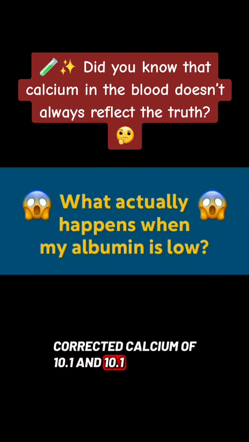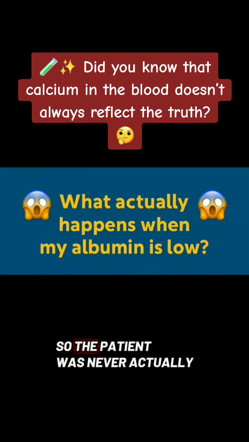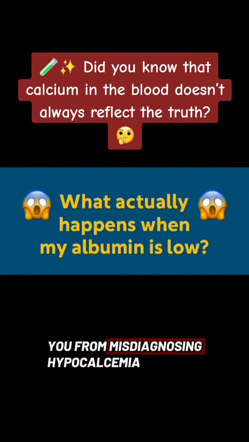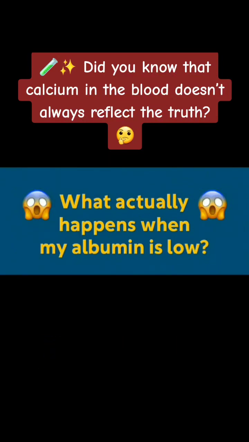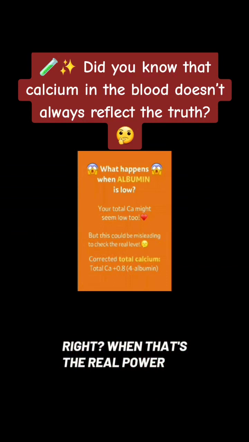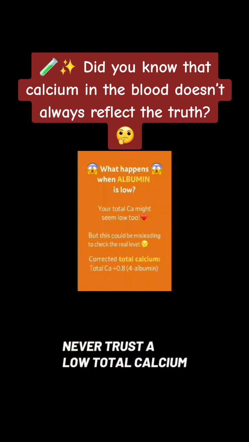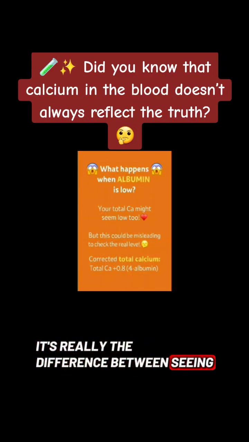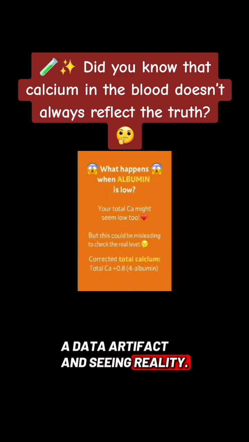And 10.1 is perfectly normal. Wow. So the patient was never actually calcium deficient? Not at all. That correction prevents you from misdiagnosing hypocalcemia. It stops you from potentially starting a patient on calcium they don't need, which has its own risks. Right. I mean, that's the real power here. So the takeaway is simple. Never trust a low total calcium reading until you check the albumin level. And run the formula. It's really the difference between seeing a data artifact and seeing reality.